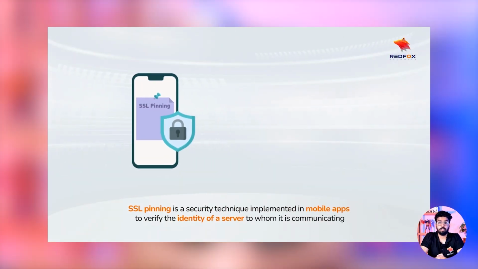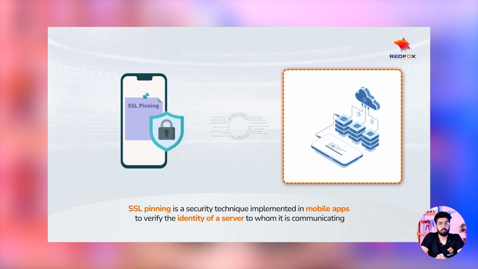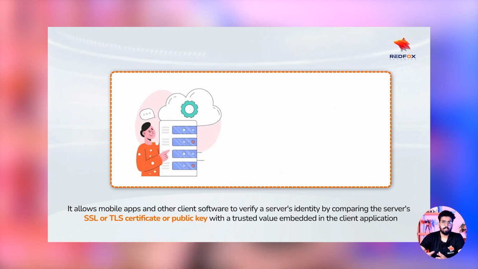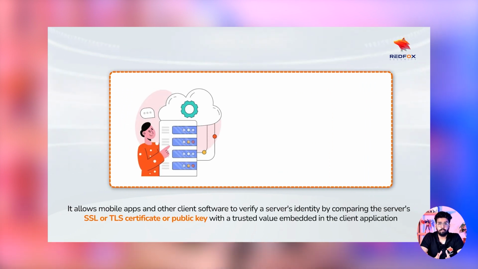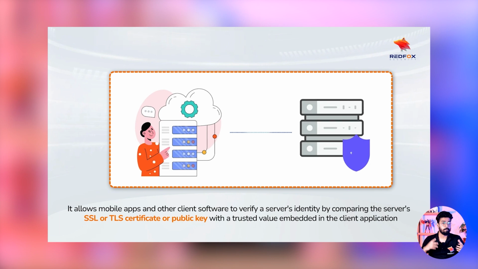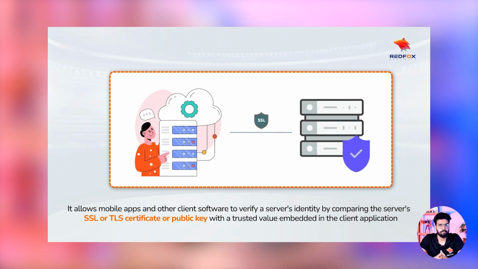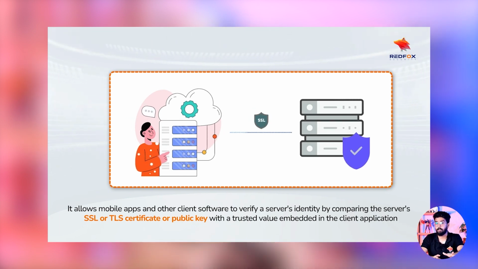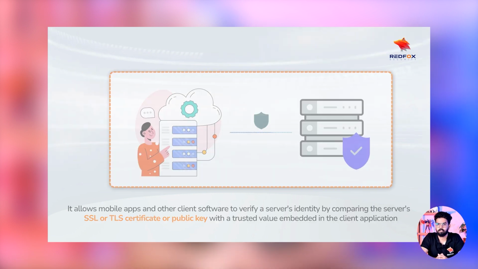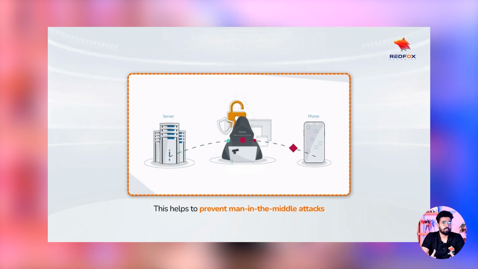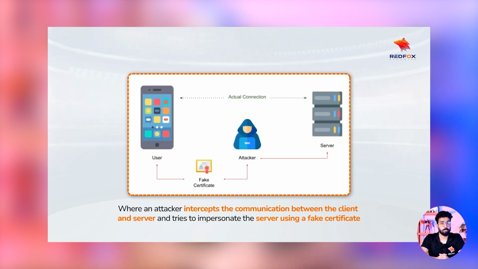SSL pinning bypass. Let's begin with an introduction to SSL pinning. SSL pinning is a security technique implemented in mobile apps to verify the identity of a server with which it is communicating. It allows mobile apps and other client software to verify a server's identity by comparing the server's SSL or TLS certificate or a public key with a trusted value embedded in the client application. This helps to prevent man-in-the-middle attacks, where an attacker intercepts the communication between the client and the server and tries to impersonate the server using a fake certificate.